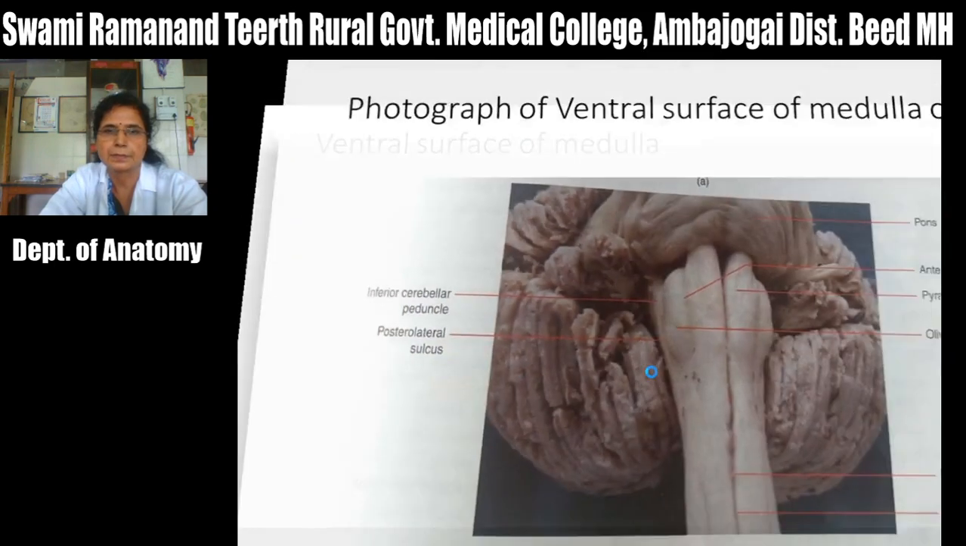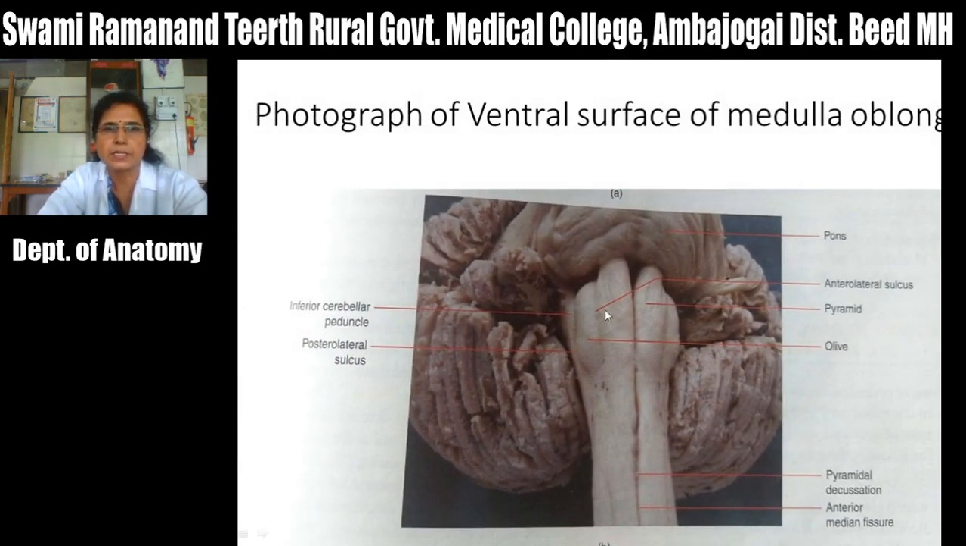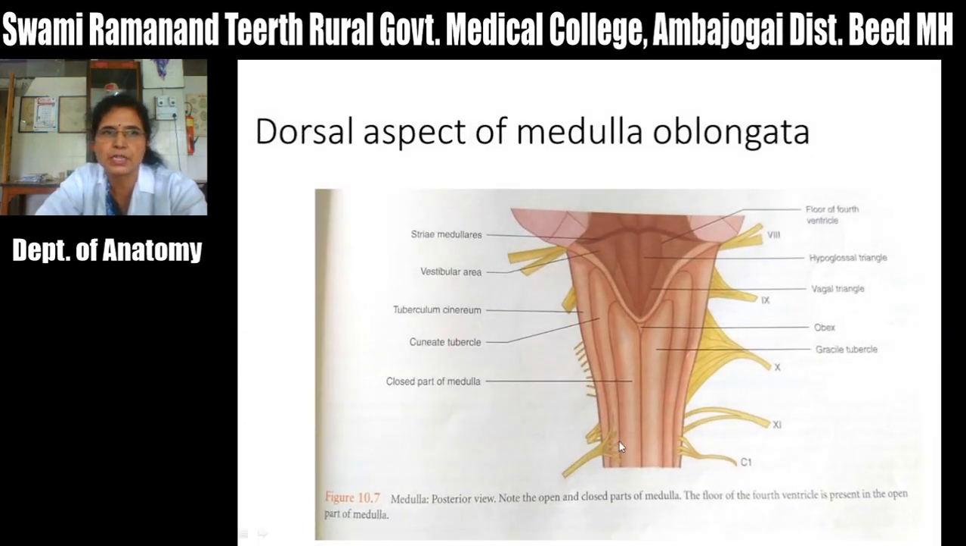So this is the dorsal aspect of the brainstem. Now in this photograph you can see the anterior median fissure. Superiorly it ends in a triangular depression called the foramen cecum. These are the pyramids. This one is the anterolateral sulcus. This is the olive. This one is the posterolateral sulcus, and this one is the inferior cerebellar peduncle. Then the anterior median fissure in its lower part is obliterated by the fibers of the pyramidal decussation. This is the posterior aspect of the medulla.